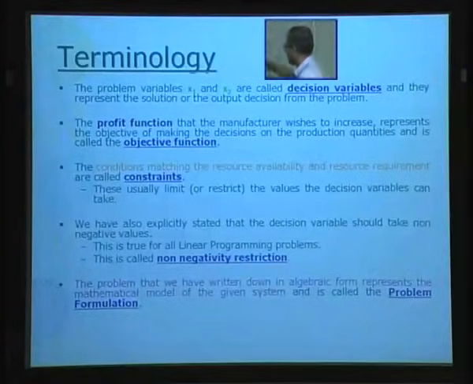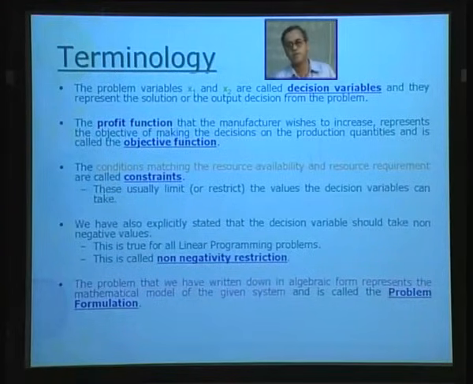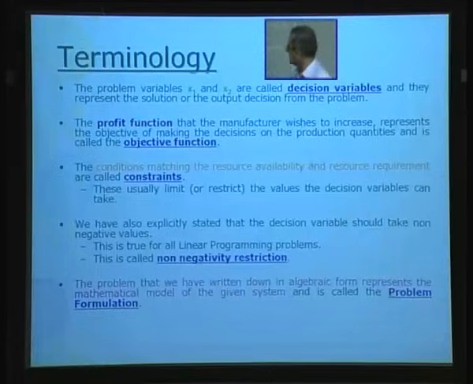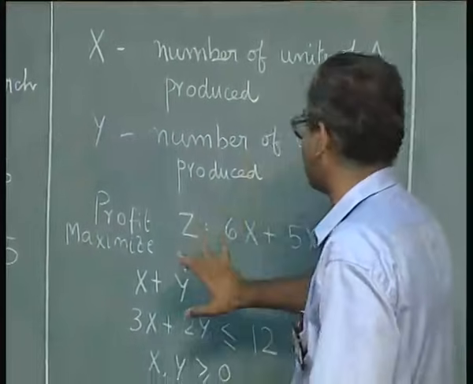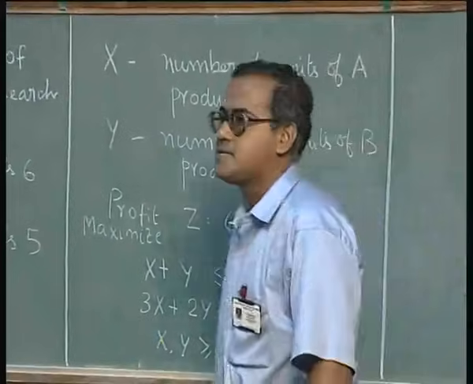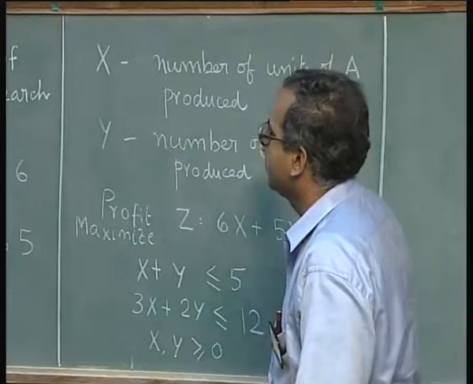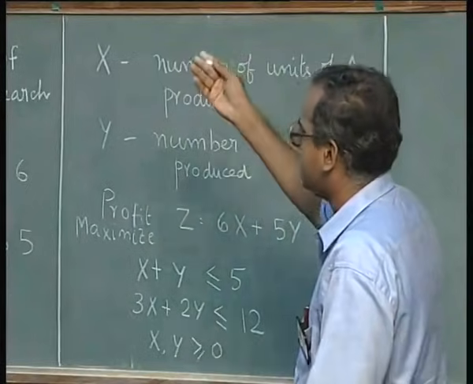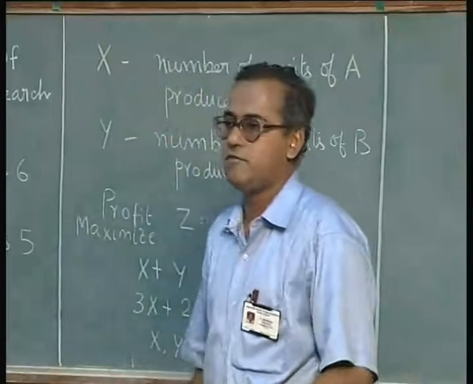And then we have a function which represents what we are solving this problem for. As far as this problem is concerned, we want to maximize the profit or to get as much profit as we can, and this is the objective that the manufacturer works with. And this function 6x plus 5y, which represents the profit function which is to be maximized, is called the objective function. So the second term that we use is called objective function, which is the purpose of working on this problem.